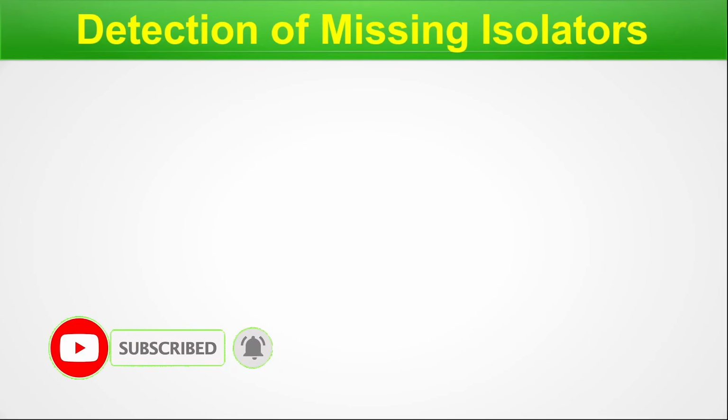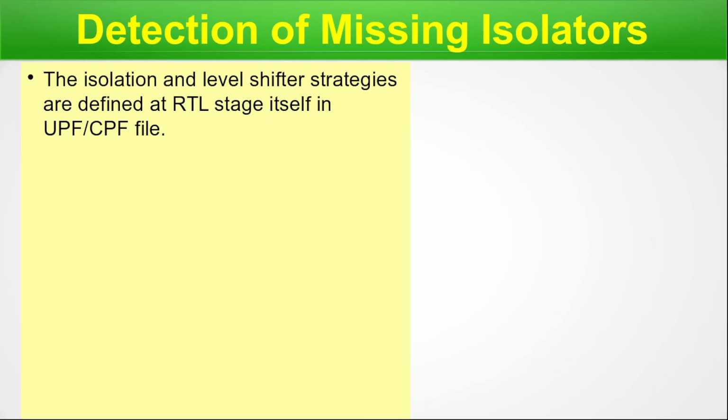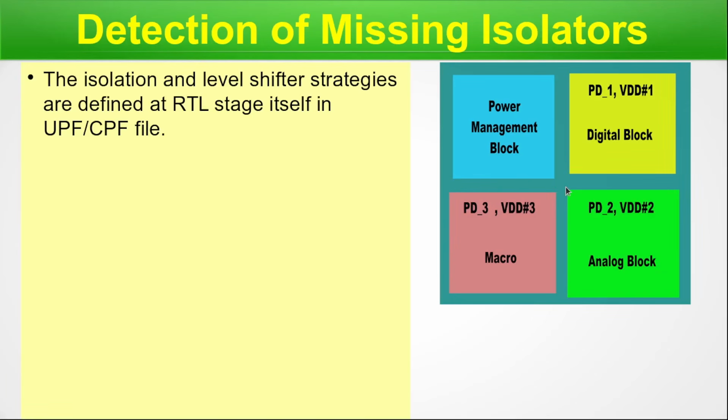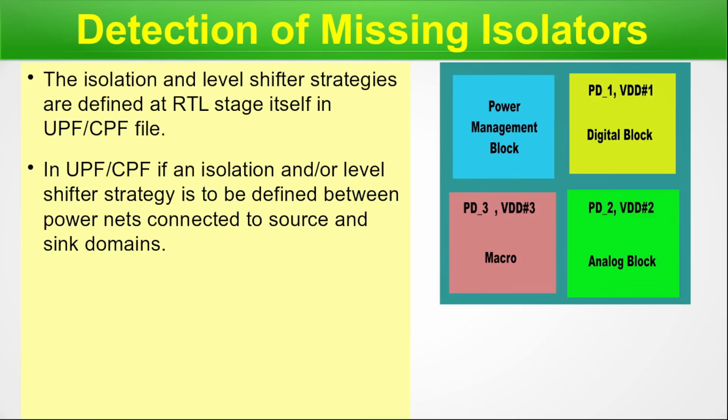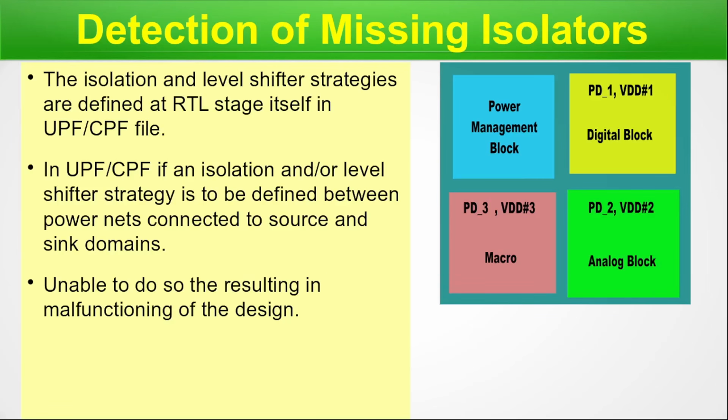Detection of missing isolators. The isolation and level shifter strategies are defined at the RTL stage itself in the UPF and CPF file. Here is the power management block. This one is a digital block, power domain 2 is an analog block with VDD2, and a macro with power domain 3 and VDD3. So all these things are designed by the power aware RTL, that is with the UPF or the CPF description. In UPF or CPF, if an isolation and or a level shifter strategy is not defined between power nets connected to source and sink domains, it results in malfunctioning of the design.